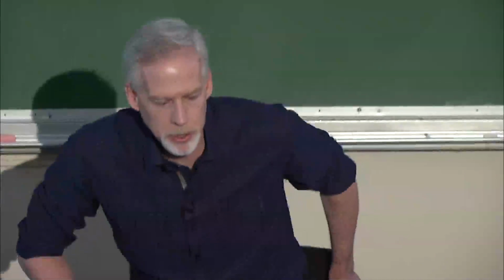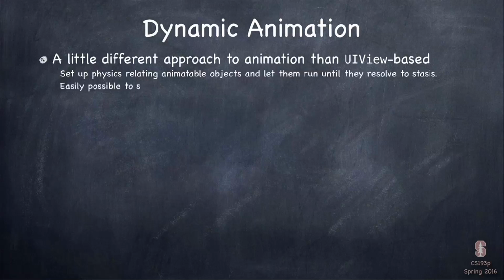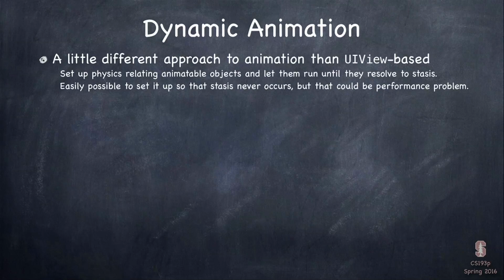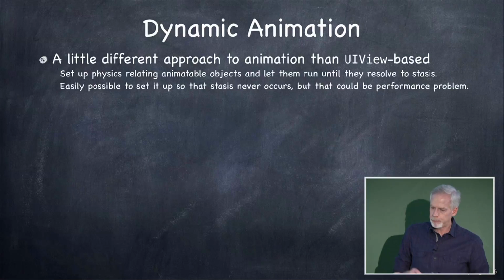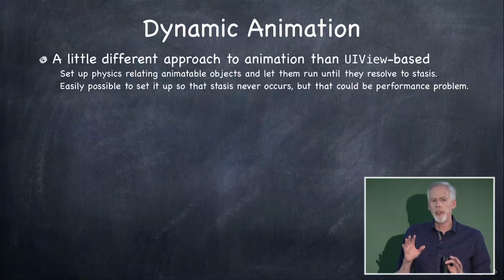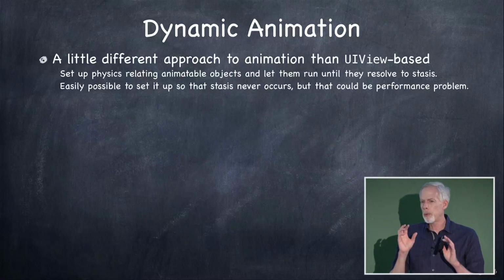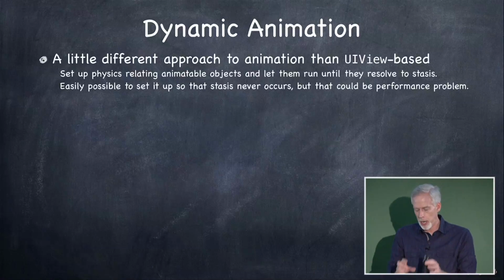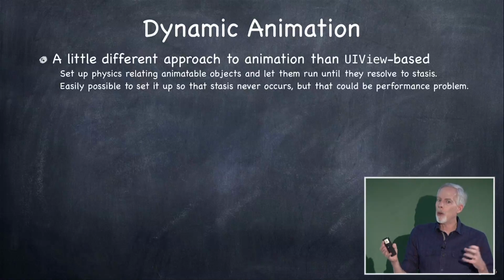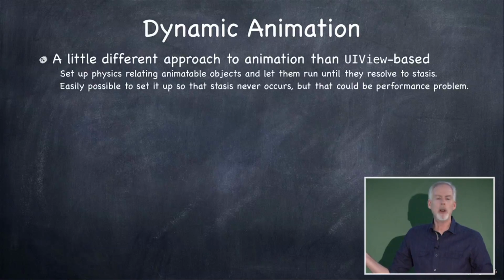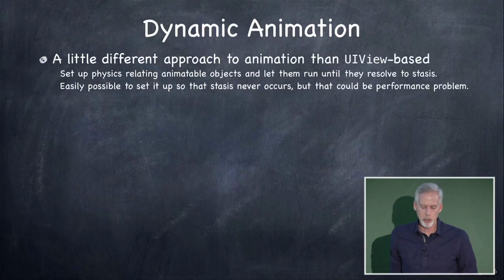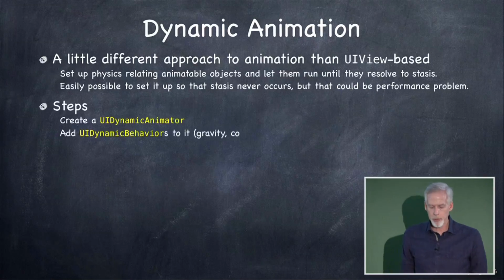So now let's talk more about animation. We're going to talk about dynamic animation, okay, which is this physics-based animation. And it's a little different approach than the UIView based. The UIView based, you're pretty much directly changing the things you want to change and then animating that change, okay? Here, you're just describing how things interact and then letting them go, okay? However they want to go based on whatever restrictions and physics you put upon them, okay?